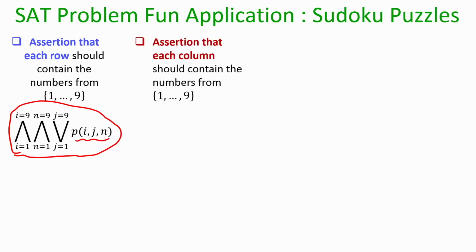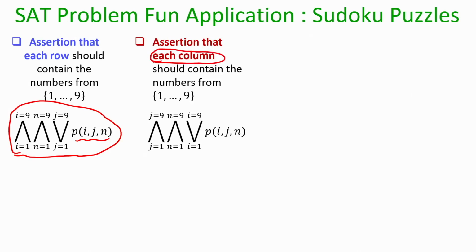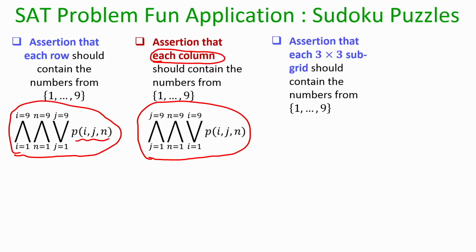In the same way we can do a similar exercise and come to the conclusion that if I want to state the assertion that each column should have the occurrence of 1 to 9 somewhere, then that can be represented by this compound proposition using exactly the similar exercise that we have done for deriving the compound proposition to represent the assertion about our row condition. Okay. So, I am not going to do this, I leave it to you as an exercise. And what is our third assertion?